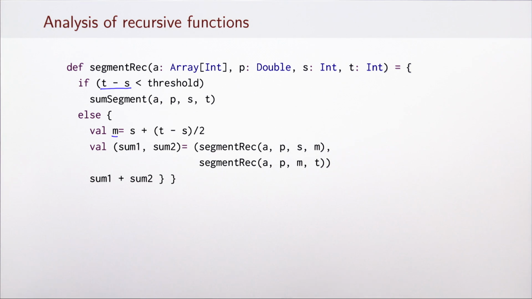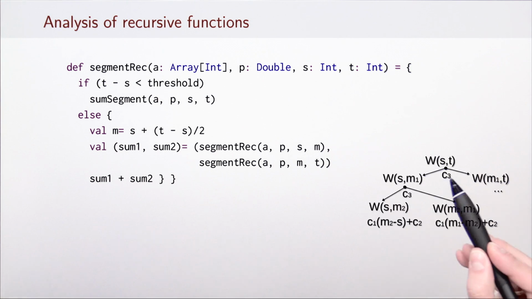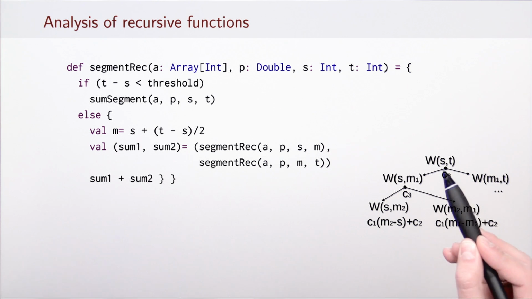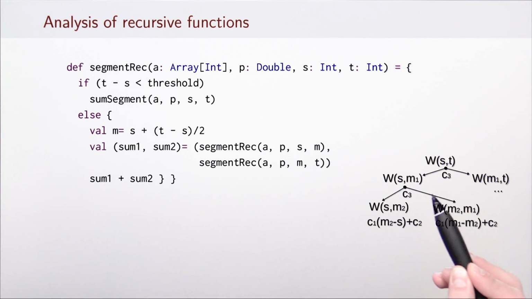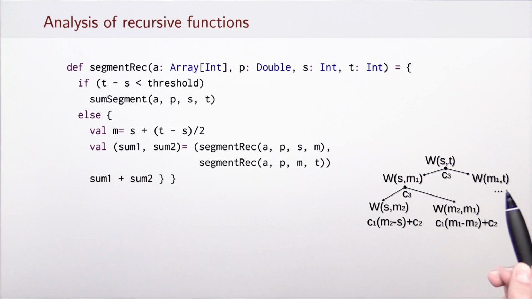So now we have a recursive function. So the question is, what is the running time of this function as a function of parameters s and t? Observe that this function can be described using a computation tree. For given parameters s and t, the computation reduces to two recursive calls, one that takes parameters s and m1, where m1 is the middle, and the other one takes parameters m1 and t. And this decomposition continues until the length of our segment is below the threshold. So computation of a recursive function can be described using such a tree.